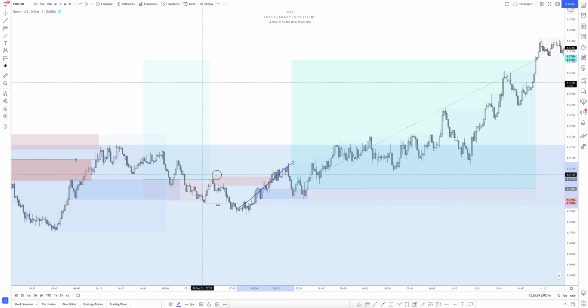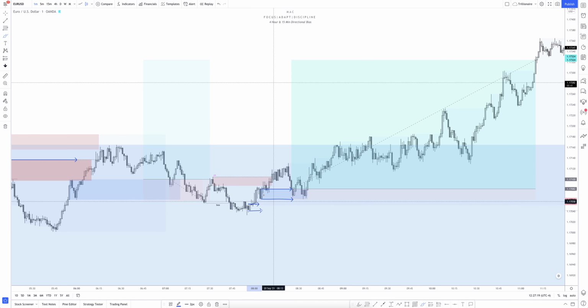Price then pushes to the upside. We have a change of momentum once price breaks above this area here. But most importantly, we have a supply failure, because price does not respect this supply. So I'm going to trade the reaction off of this supply. The reaction is here. This is the demand that's responsible, and we also have an extreme here.